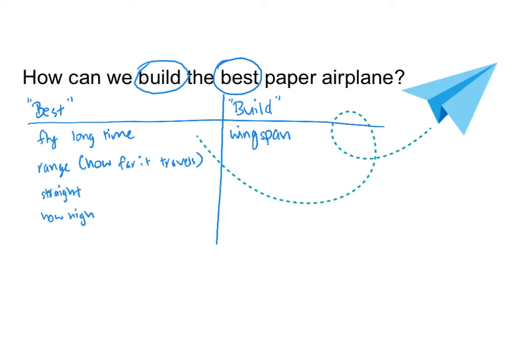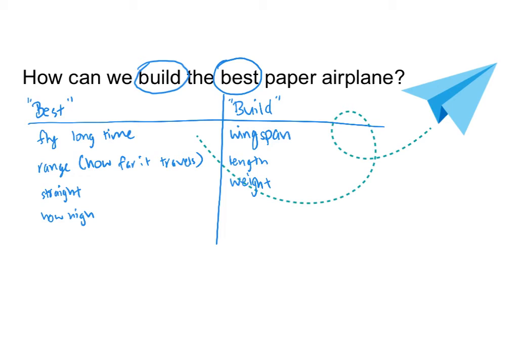You could also think about the length of the airplane. So is it a whole piece of paper long? Is it half a piece of paper? Something like that. You could think about the weight. So did you make it out of one piece of paper or two? And I'm sure there are other things you could think of as well that might be things you could change about the build.